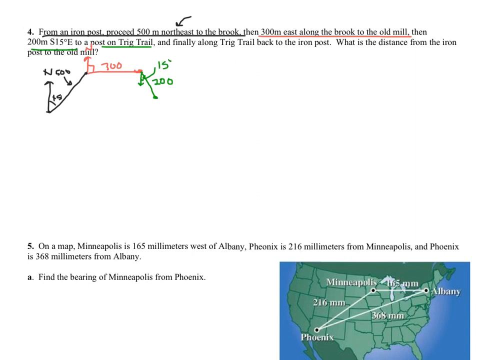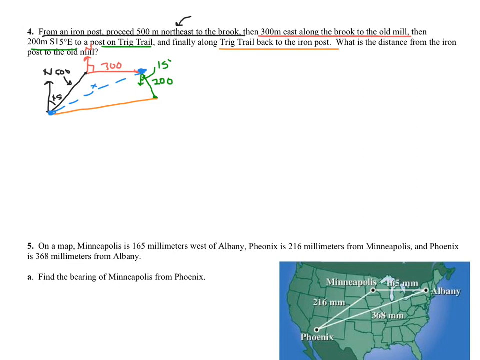And then we continue back to the iron post. So we're just going to go straight back. So your picture should look something like this. The question is, what is the distance from the iron post to the old mill? Well, the iron post is where we started. The old mill is directly across where that 15 degrees is. We're looking for that segment in the middle.